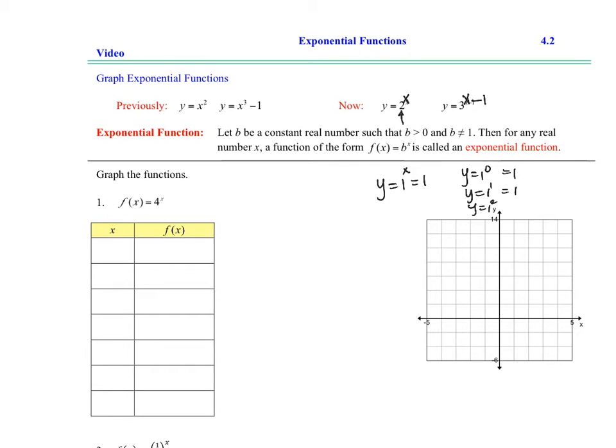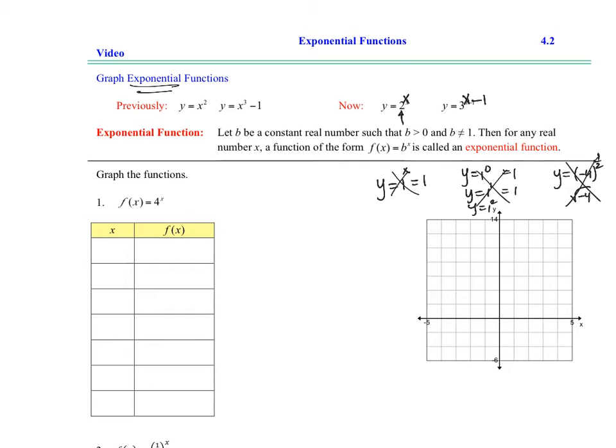Also, we can't have a negative base, because if we tried to put in a 1/2 exponent, we would be looking at the square root of -4, which is not defined. So you can't have negative numbers as your base, and you can't have 1 as your base. You can have fractions, they just need to be positive, and you can have numbers greater than 1. Okay, so that's what it means to be an exponential function.